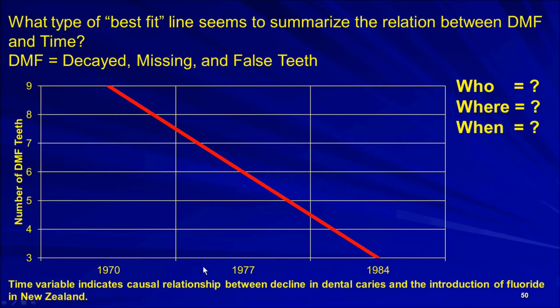Now, the result was that when fluoride was added to water, we had fewer DMF, or decayed, missing, and false teeth. So this is a negative linear line, or least squares regression line, that explains that data.